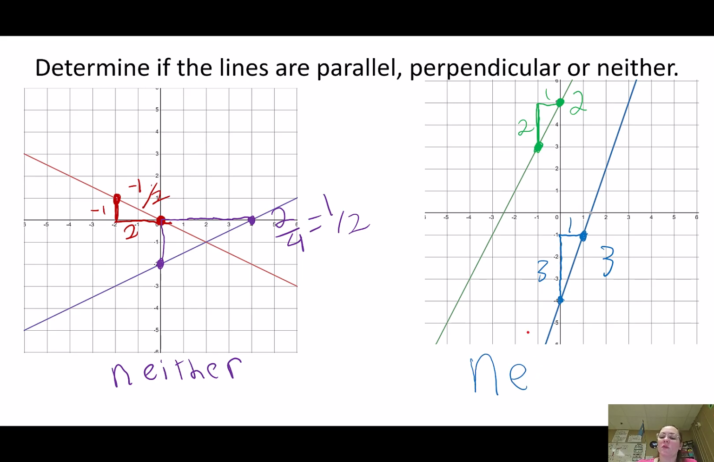It's always good when we're looking at a graph to verify your slope before you just determine that they're parallel or perpendicular. Because even though they don't cross on our graph here, they are eventually somewhere going to cross further on. If we were to continue that graph, keep going, they would eventually cross somewhere.